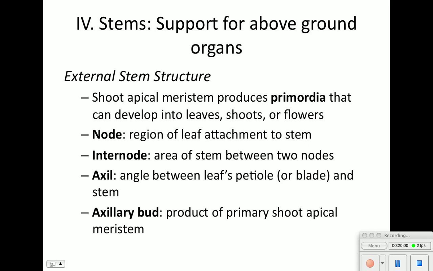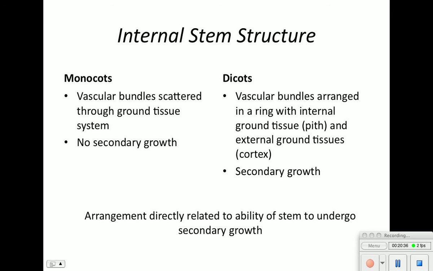Moving on to stems, support for above ground organs. So if we look at the external stem structure, we have an apical meristem at the top, and it produces the primordia, which can turn into your leaves, shoots, or flowers. Yes, leaves, shoots, or flowers. Remember, we've already discussed the node, where leaf attachment happens at the stem. We have an internode, which is the area between nodes, and then we have an axil, which is the angle of the leaf's petiole or blade and stem, and an axillary bud, which is a product of your primary shoot apical meristem.